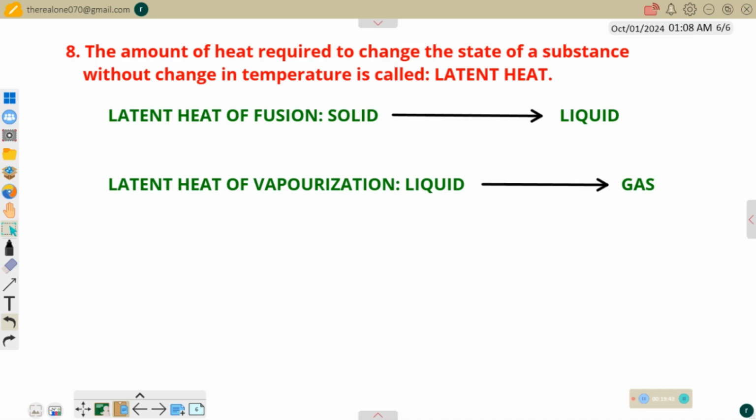Now, with all of these 8 facts, we are able to treat, at least to introduce, certain things we will meet in the future in chemistry and physics.